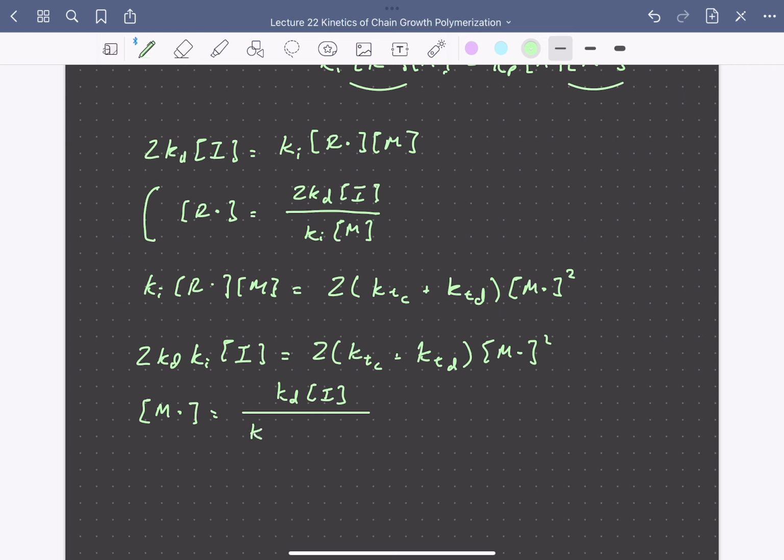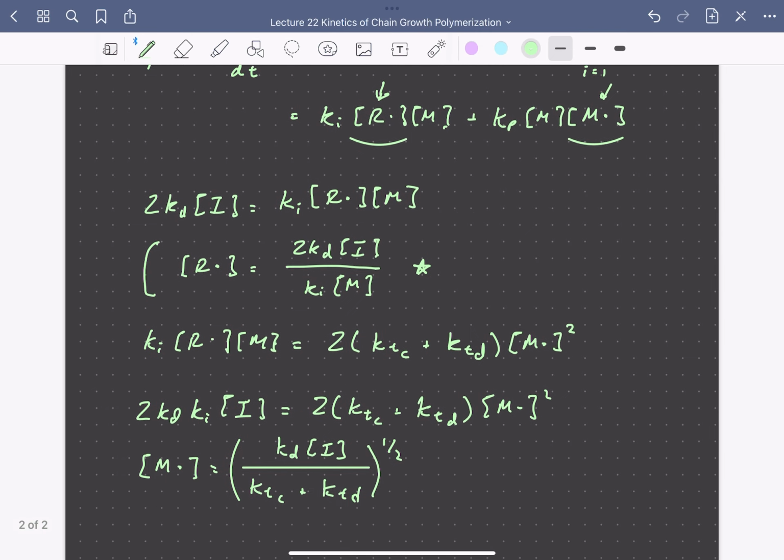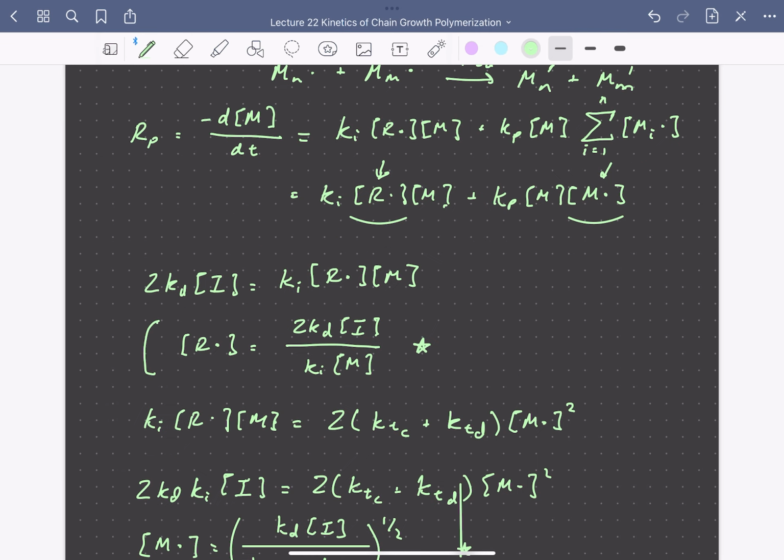So it depends on our initiator concentration, the decomposition rate constant, and our 2 types of termination rate constants, all raised to the 1/2. Okay, so now we have expressions. What we really wanted to do, going back to our rate equation, was replace the concentration of radical species R and growing chains M with measurable quantities. We now have them from the pseudo steady state approximation, first on R dot and secondly on M dot.